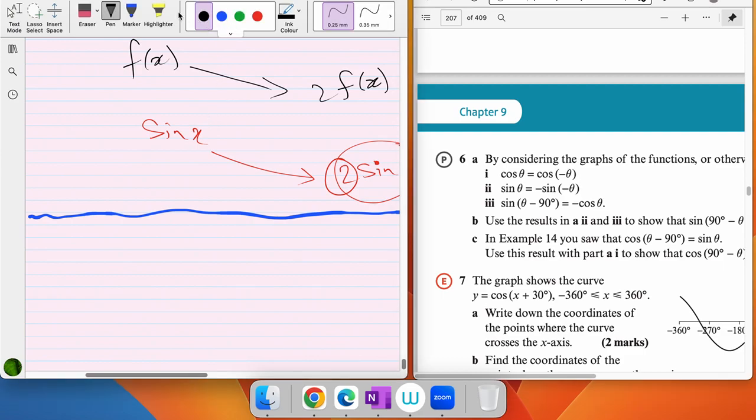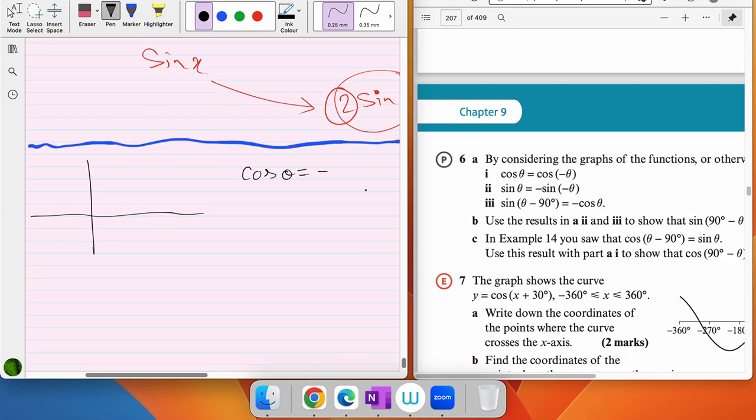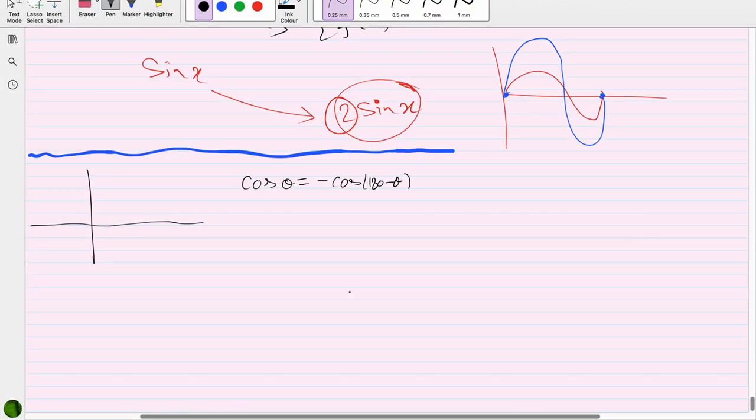So there are two ways we can do this. One is this. First, you need to know this identity. Cos theta is equal to minus cos of 180 minus theta. For tan it is again the same: tan theta is equal to minus tan of 180 minus theta. Only for sine it is different. There is no value, this is just the identity.